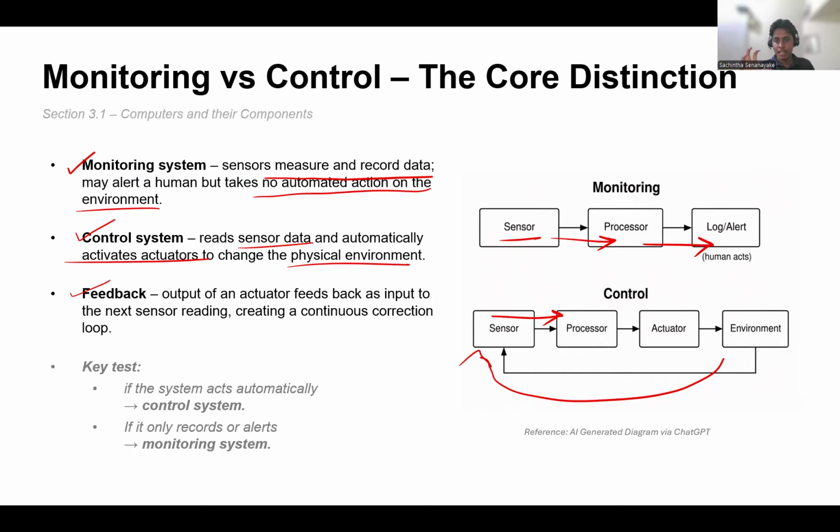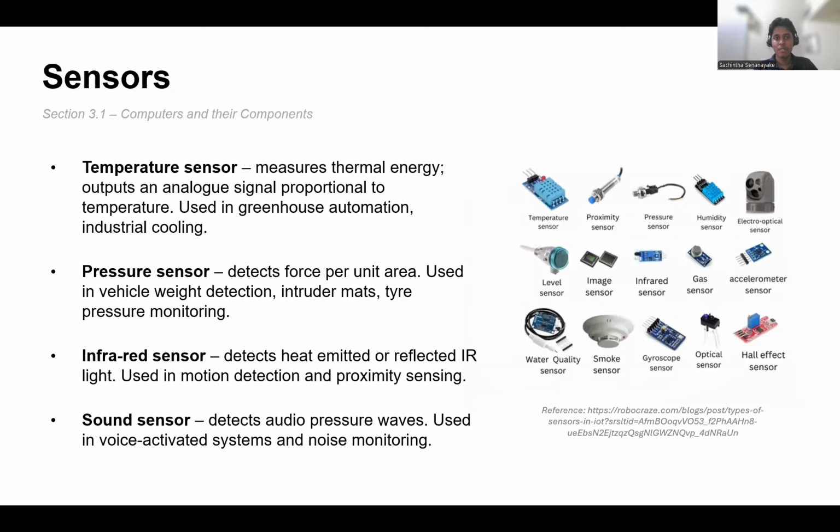And the key difference you need to keep in mind, and the key thing that they try to get you guys to remember at the exam, is that if a system can act automatically, that's a control system. Whereas if a system can only record or alert the user, that's a monitoring system. Cool. All right. Now we'll look at a few types of sensors that you need to know for the exam.